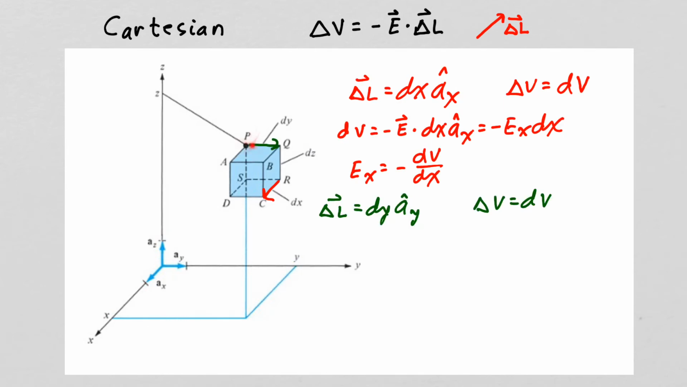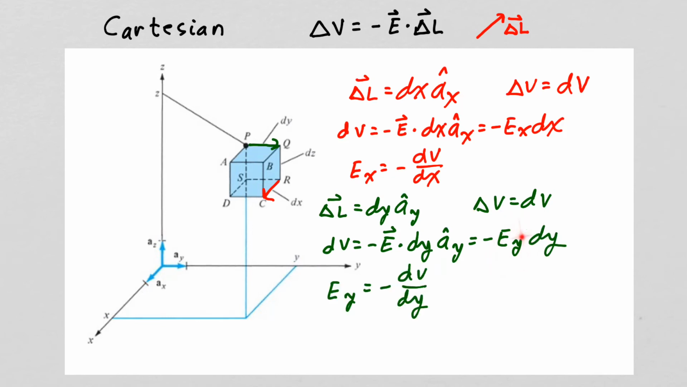We now adjust the probe to be of length dy in the y direction. The drop across it is dV. Again, we will substitute for delta L and delta V. We have the dot product between the electric field intensity and a unit vector in the y direction, which will just give us the y component of the electric field intensity. So we can solve for E sub y, and it's equal to minus dV/dy. Similarly, E sub z is equal to minus dV/dz.